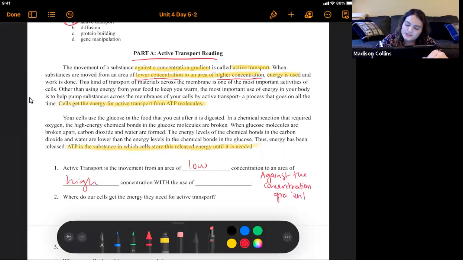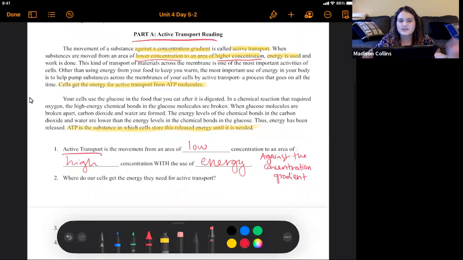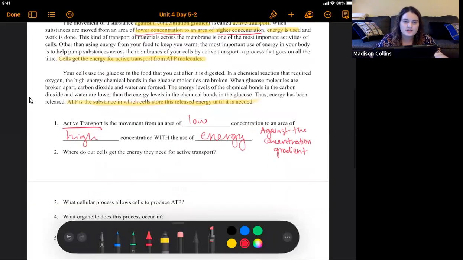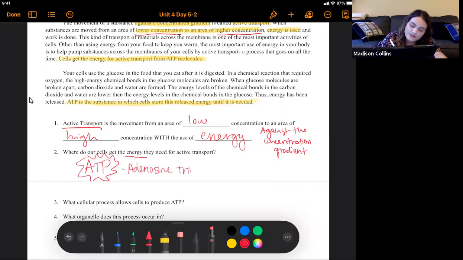But the only catch here is because we're moving molecules against the concentration gradient, it requires the use of energy. So this is active transport, energy is required. But where do our cells get the energy that they need to do this? Well, remember that form of cellular energy that we always talk about is none other than ATP. So that energy comes from ATP that our cells produce. I'm going to write that that is adenosine triphosphate.